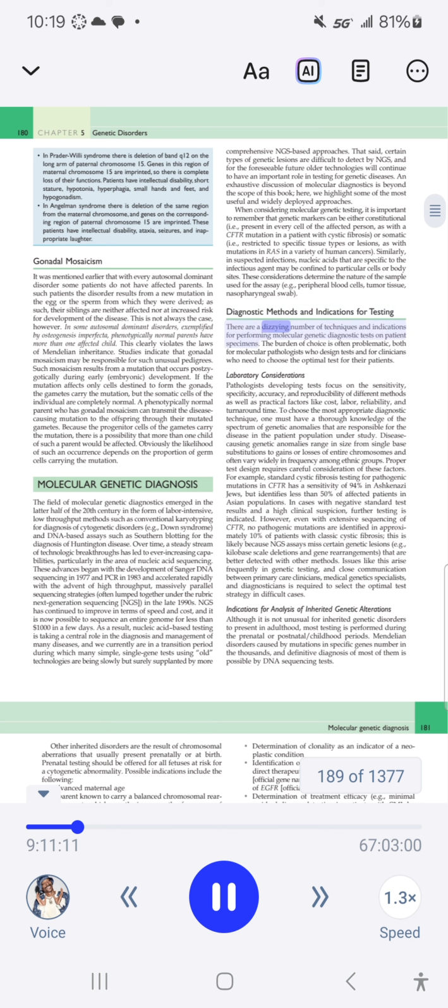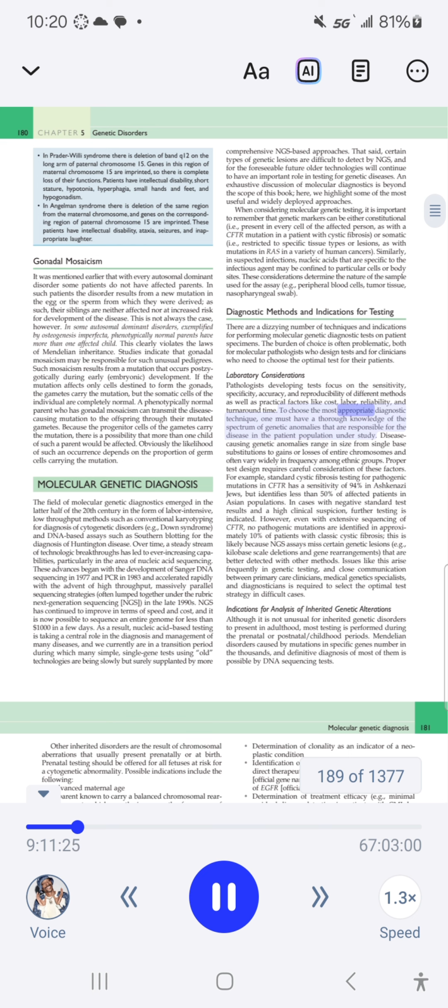Diagnostic methods and indications for testing. There are a dizzying number of techniques and indications for performing molecular genetic diagnostic tests on patient specimens. The burden of choice is often problematic, both for molecular pathologists who design tests and for clinicians who need to choose the optimal test for their patients. Laboratory considerations. Pathologists developing tests focus on the sensitivity, specificity, accuracy, and reproducibility of different methods, as well as practical factors like cost, labor, reliability, and turnaround time.